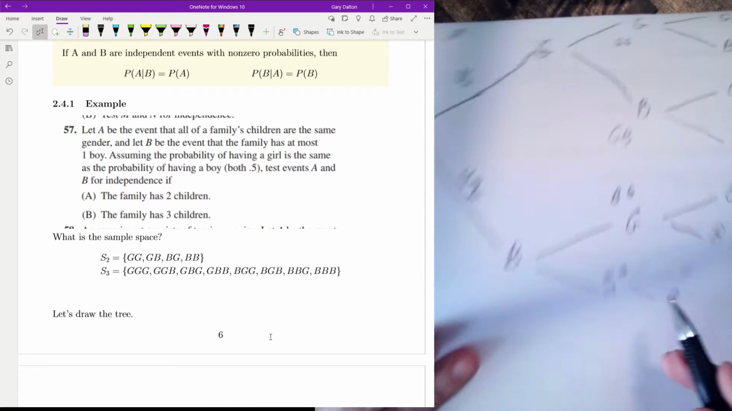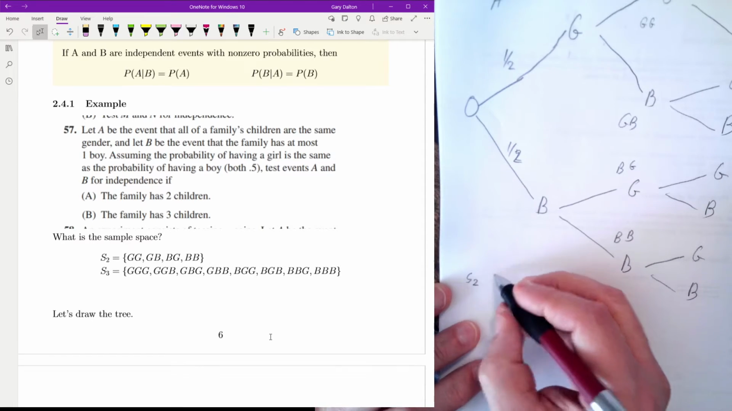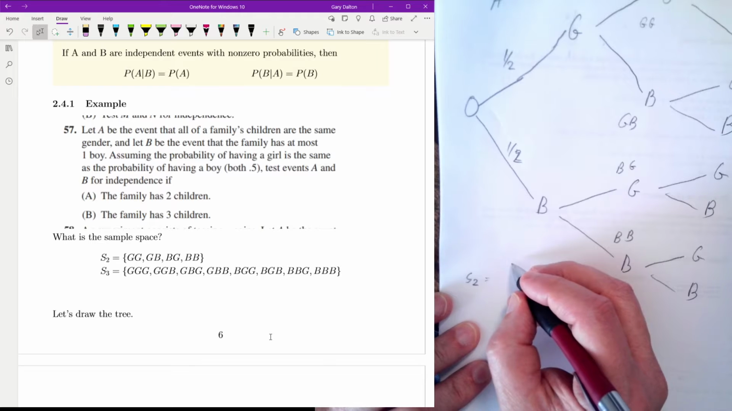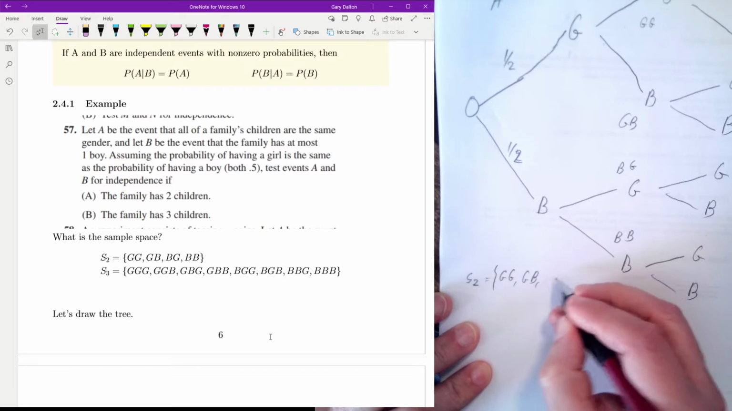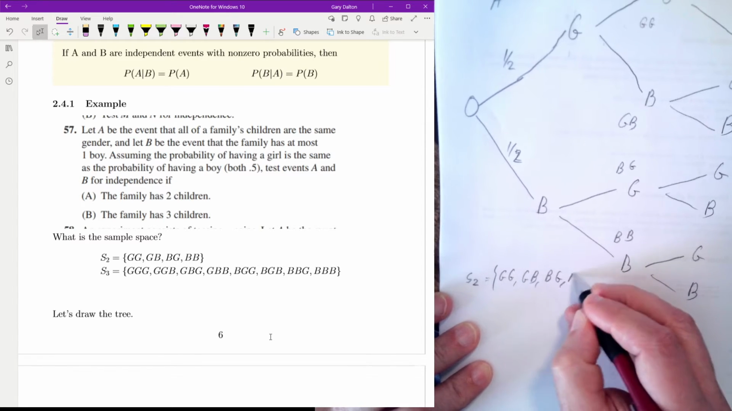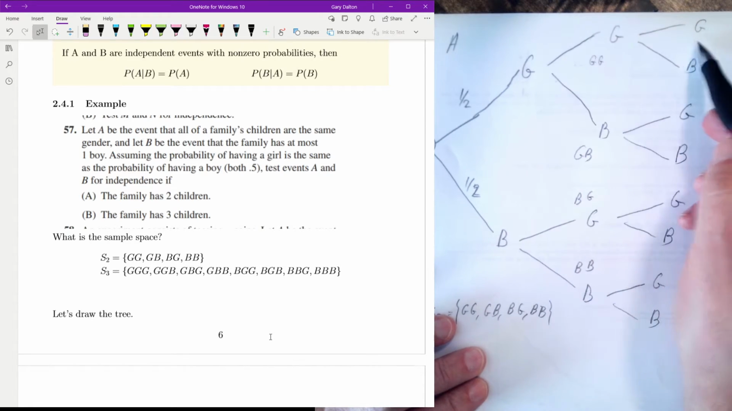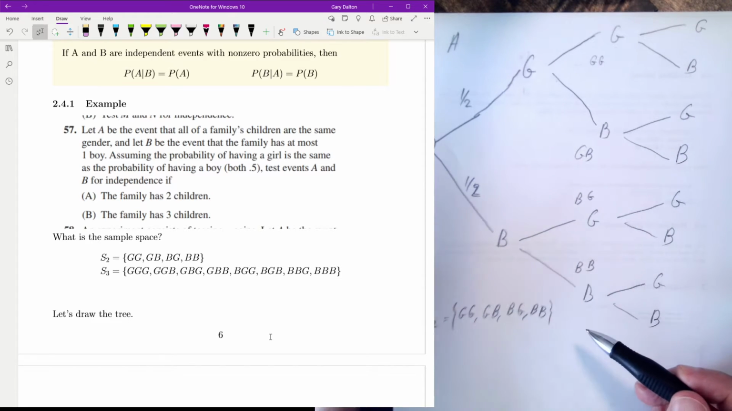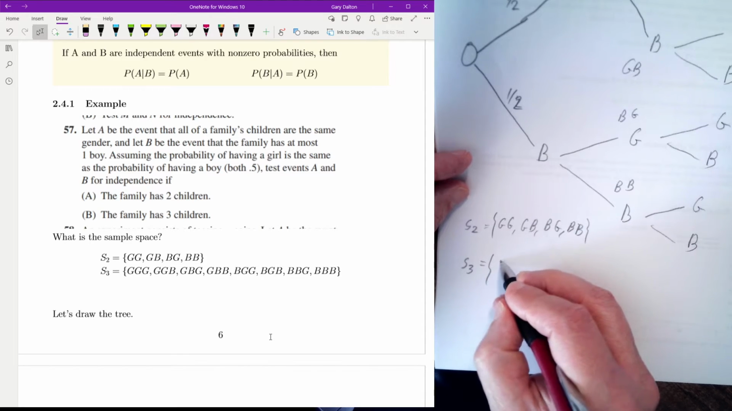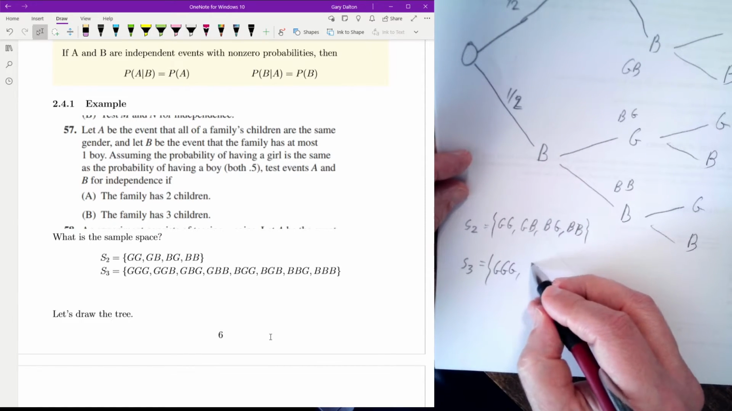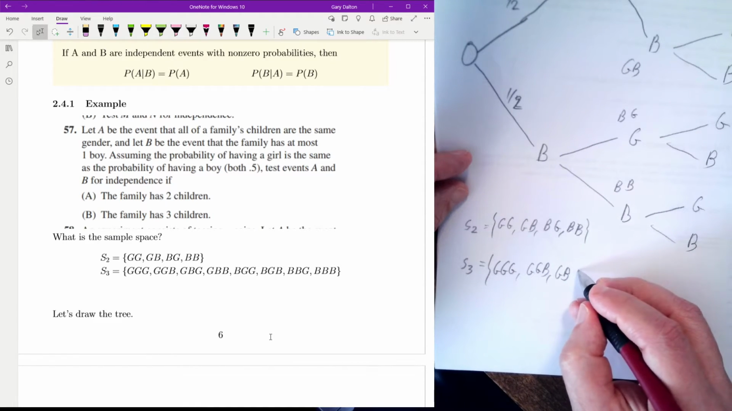So we can determine our sample space. For S2, our sample space for 2 children is GG, GB, BG, and BB. And we can continue that through and say GGG, GGB, GBG. So I'm going to do the next one. So the sample space for the 3 children is GGG, GGB, GBG.